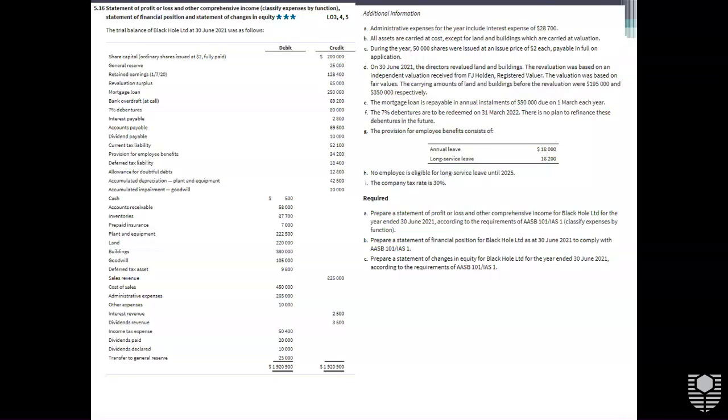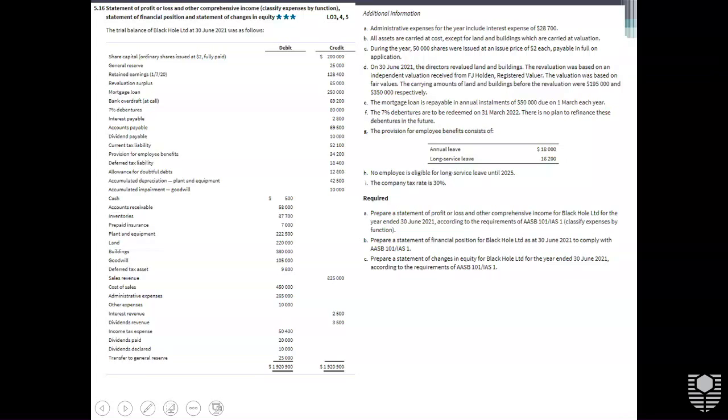So revenue, you've got sales revenue. Cost of sales, and expense, admin expenses. Remember, we are doing it by function, we're classifying expenses by function. Anything with the word expense in there is an expense and goes in the P&L. So we've got other expenses. Interest revenue, dividend revenue as well, both revenue items. Income tax expense is a current expense item in your P&L.